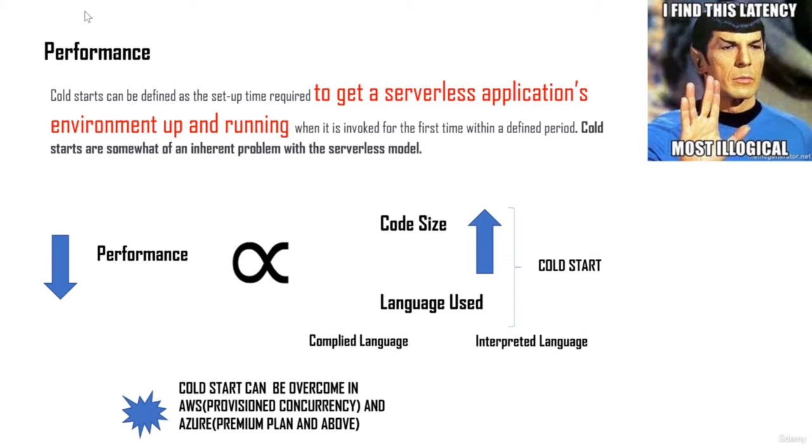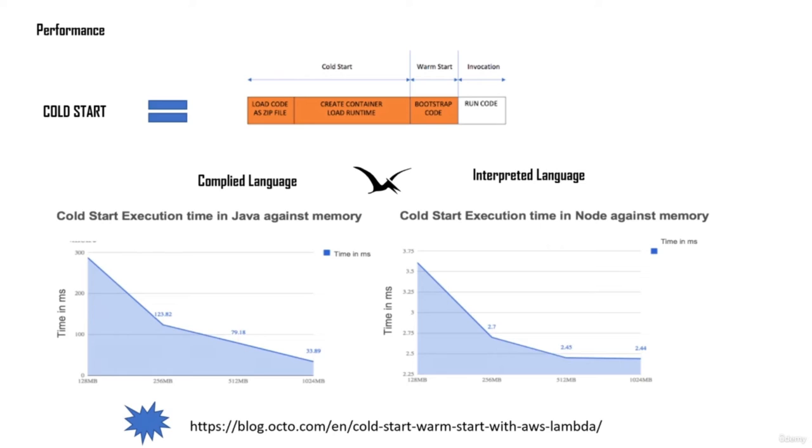AWS has a concept called provisioned concurrency, and in Azure, you can use a premium plan and above to overcome cold start. However, these are expensive ways to overcome cold start, and it would cost you more to use these services. So now let's look at what cold start is in a more diagrammatic way.